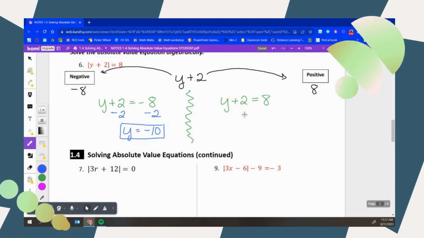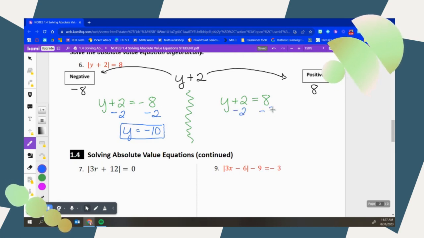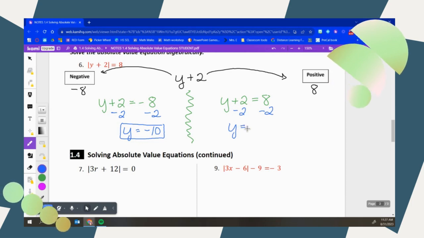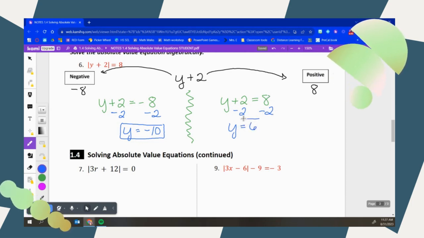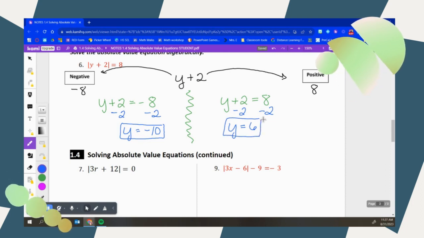Same idea over here. Y plus 2 equals 8. Again, subtract 2 on both sides, and we're going to get y equals 8 minus 2, or 8 plus a negative 2 is 6. Okay. So I have questions so far. Are we doing okay?